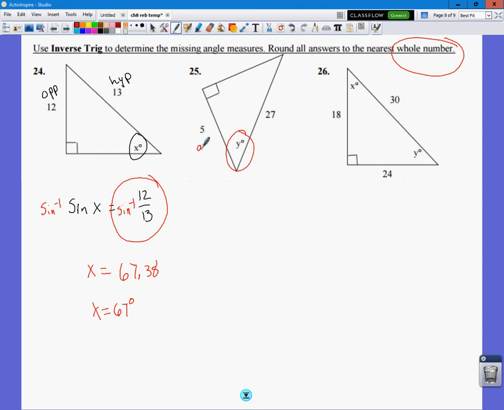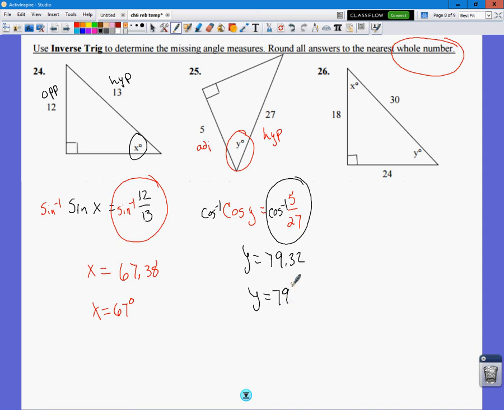When I go to find y, the 5 is adjacent. The 27 is the hypotenuse. Adjacent and hypotenuse is a cosine function. The cosine of y is equal to the adjacent 5 over 27. Because I was looking for that angle, I left myself a little space to squeeze in this inverse function. That's what I'm going to key into the calculator. 5 divide 27 equals second function cosine. And this comes up to 79.32. In other words, y is 79 degrees to the nearest whole number.